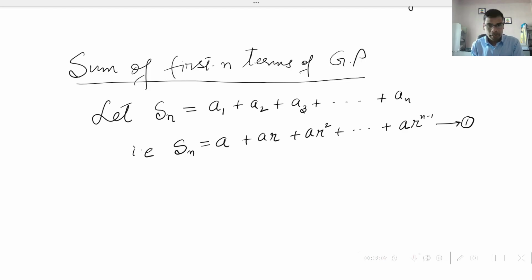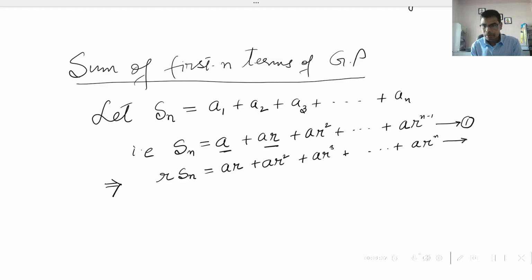Now we multiply both sides by the common ratio. So this implies r into Sn. The first term multiplied by r will be a r, the second term multiplied by r will be a r square, plus next will be a r cubed, plus then the last term will be a r to the power n. We take this as 2.